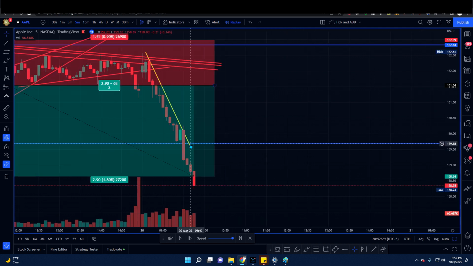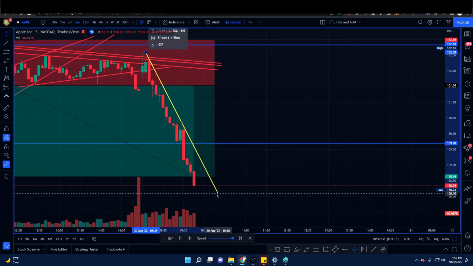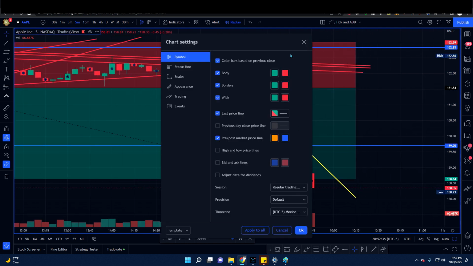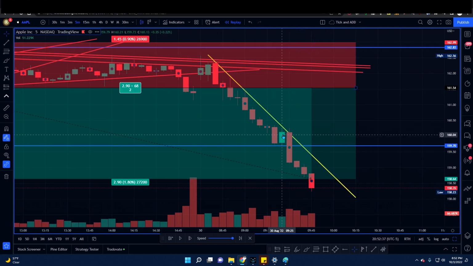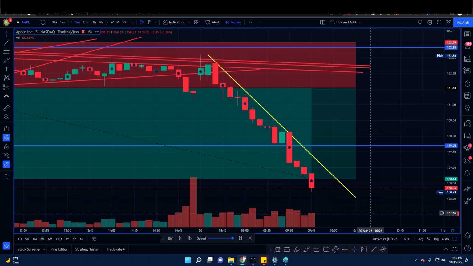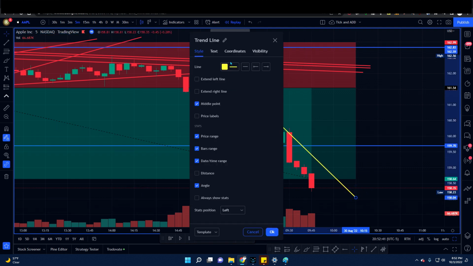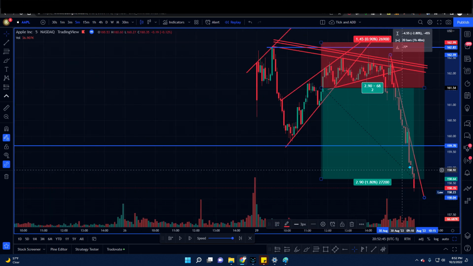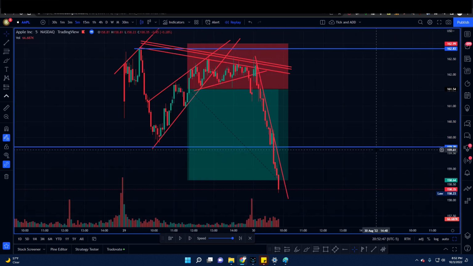Okay, so now we can actually classify this as a red line because it had support. See how they tried to get back over it, but there was more selling below the line, so we can classify this as a red line now. Alright, so that's one successful trade. We're gonna do one more.